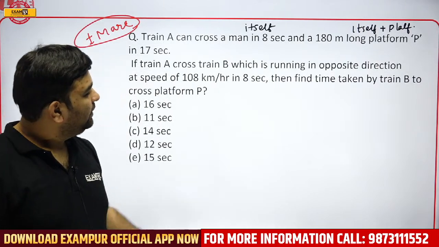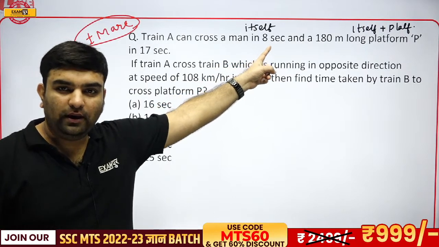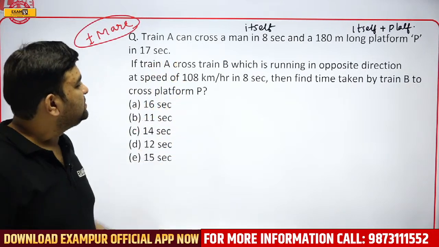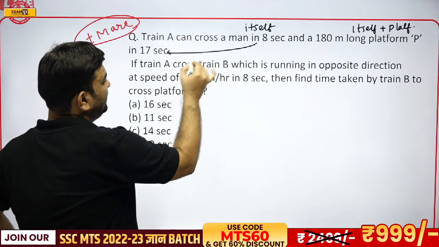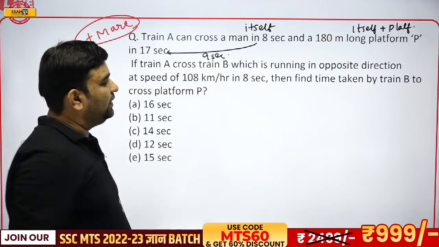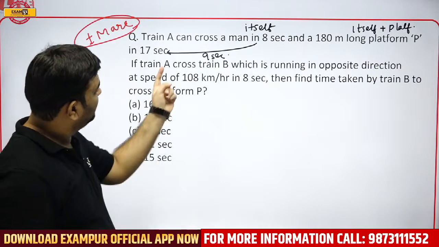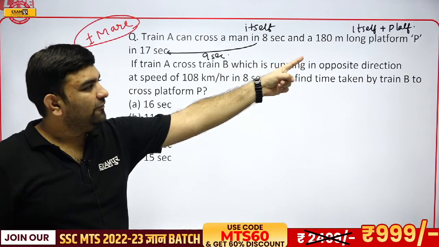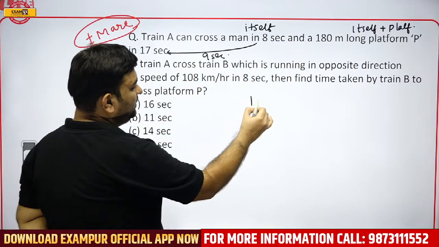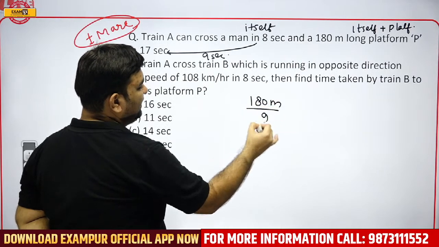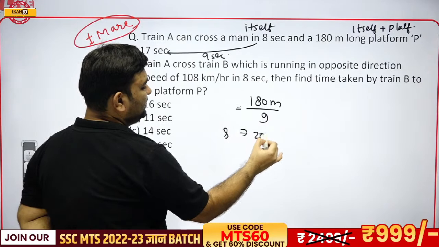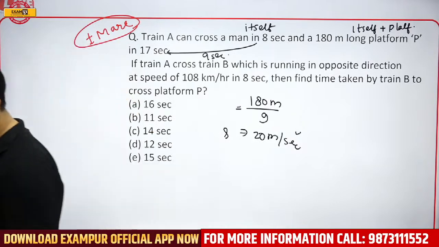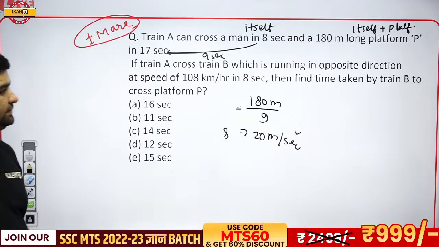Well done, Vinod. So if 8 seconds is consumed in itself only and 17 seconds in itself plus platform, can I say how much extra? 9 seconds extra in the platform. So the 180-meter long platform in 9 seconds. This means the speed of the train is 20 meters per second. One part of the question done.